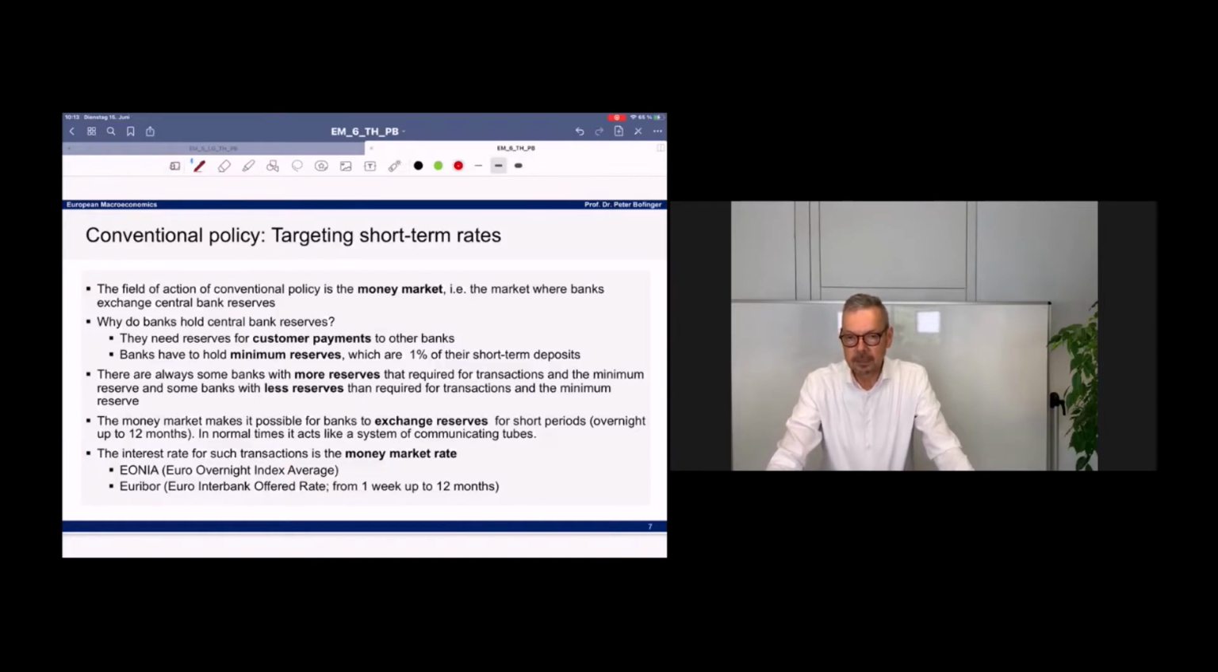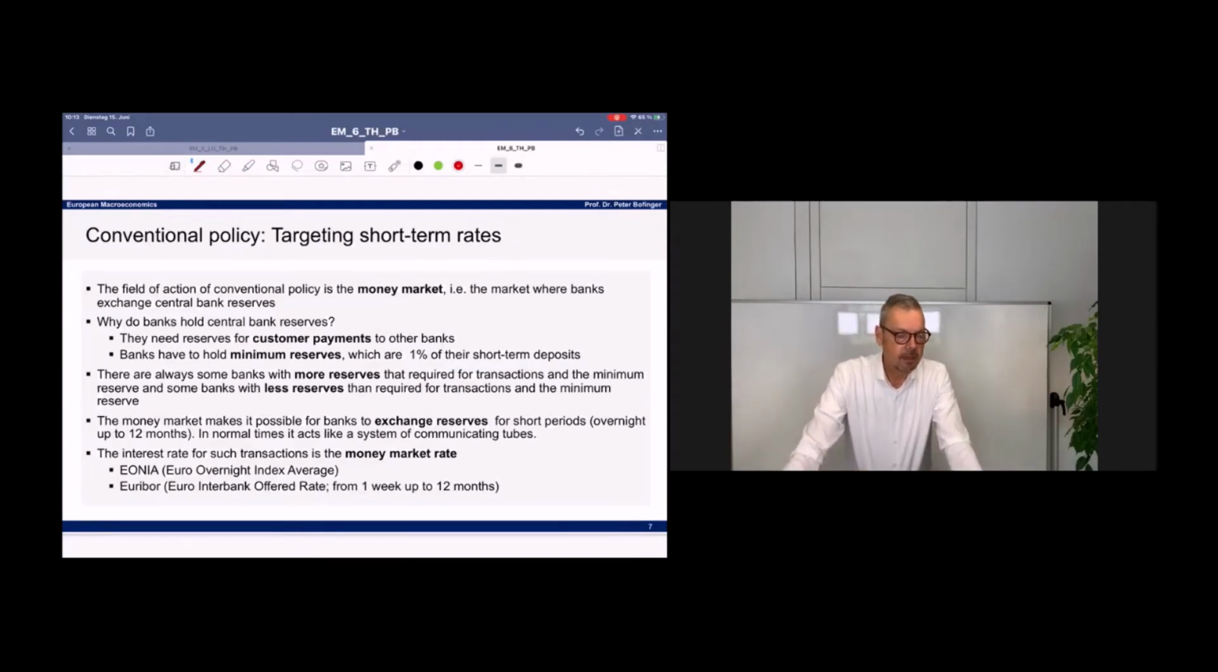So due to these payment processes, which have their own dynamics, there are always some banks with too many reserves and always some banks with too little reserves. And now the money market is the place where banks who have not enough reserves, in their view, can borrow reserves from commercial banks who have too many reserves.